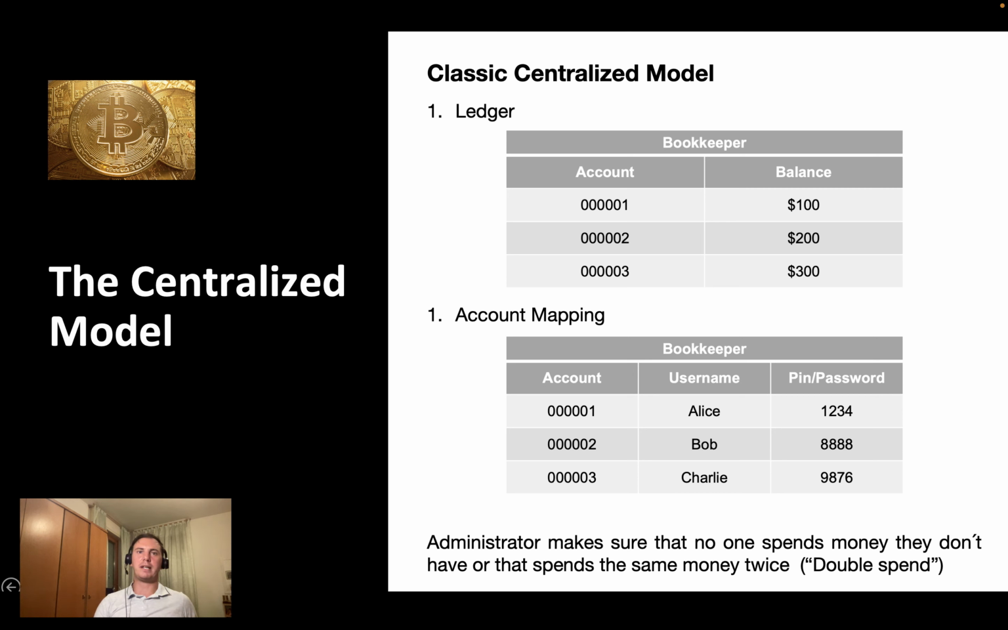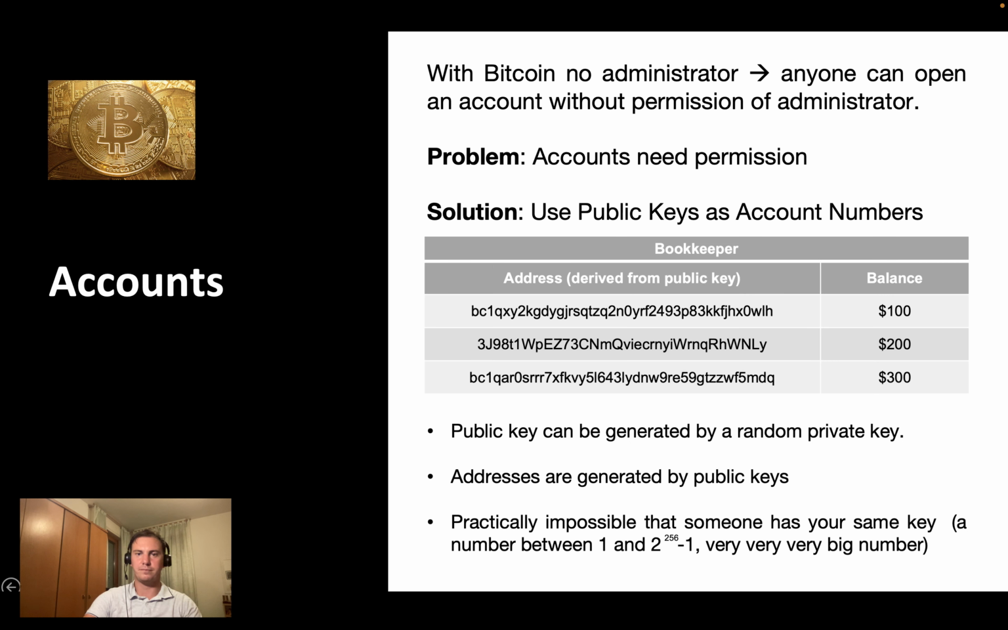The administrator maintains the central record of balances and makes all the payments. They are responsible for ensuring that no one spends money they don't have or spends the same money more than once. Now you know the problem called the double spending problem.